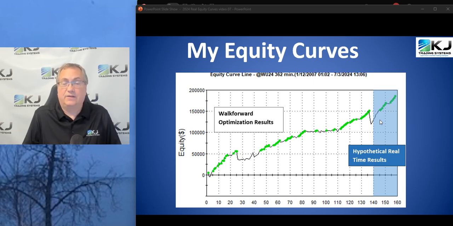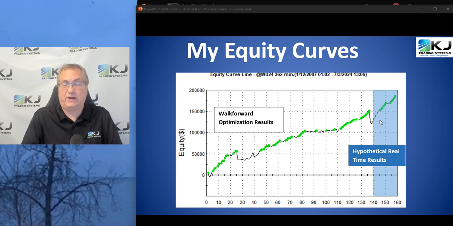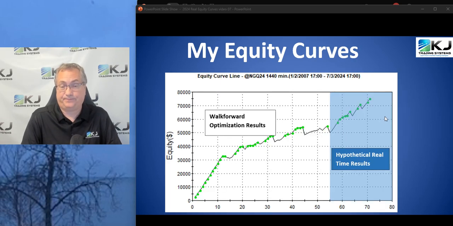But the blue period is really the key to this, because you've developed the strategy. Now you want to see how it runs in real time. The back test, well, it's nice to know it was profitable and looks pretty good, but the ultimate test is always that blue area.